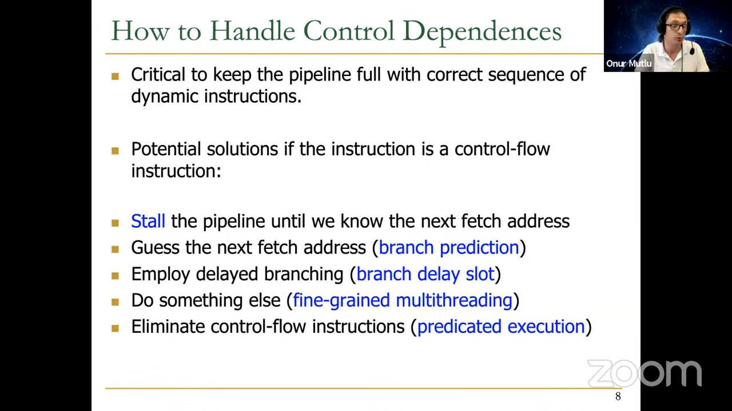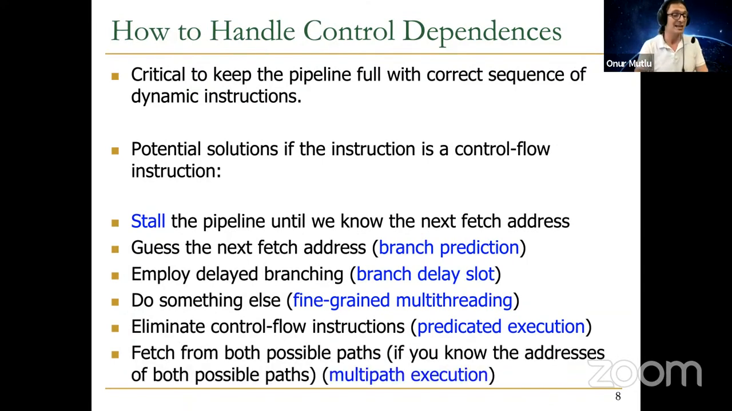This is an idea that was employed in some ISAs, like IA-64 and ARM. And the last idea is: whenever you get to a branch, a fork, take both paths. Of course, this requires you to have more hardware and to know the addresses of both possible paths. Assume that you figure that out, and we're going to see how to figure that out potentially. This is called multipath execution.